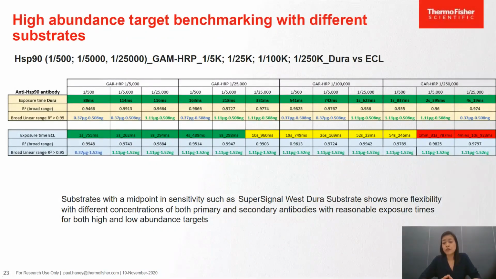Interestingly, even with high abundance proteins like HSP90, SuperSignal West Dura substrate performs very well across different antibody concentrations. Therefore, substrates with a midpoint in sensitivity, such as SuperSignal West Dura substrate, show more flexibility with different concentrations of both primary and secondary antibodies, with reasonable exposure time for both high and low abundance targets.